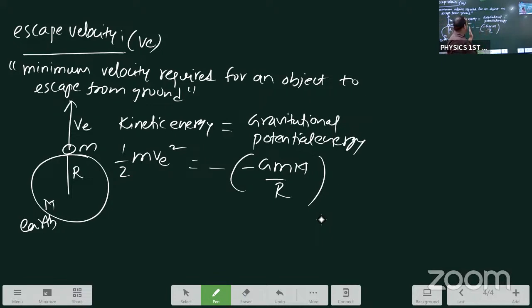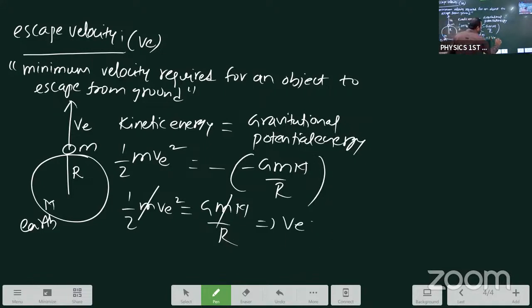Here minus means gravitational potential energy, nothing but gravitational pull downwards, body moving upwards. That's why it took minus. Minus of minus, plus. You write half m v square equals to GMm by r. M cancel. These two going right. VE equals root of 2GM by r, because VE square equals 2GM by r going right side. This one is escape velocity, student.